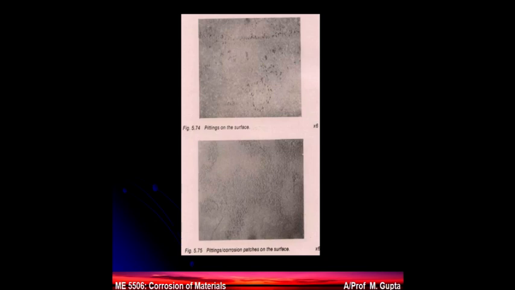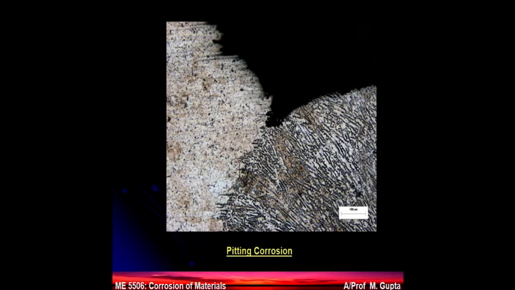Again, some pictures to show how the black pits show up on the surface. Another picture shows the black areas here, typically indicative of pitting corrosion. So this helps you in identifying the type of corrosion. If you understand what pitting corrosion is, and you can look at the surface and tell that this type of corrosion is pitting corrosion, then you exactly know.